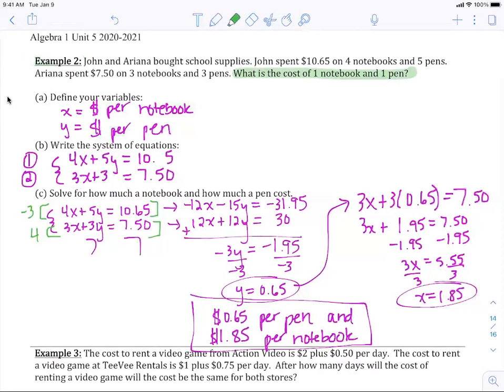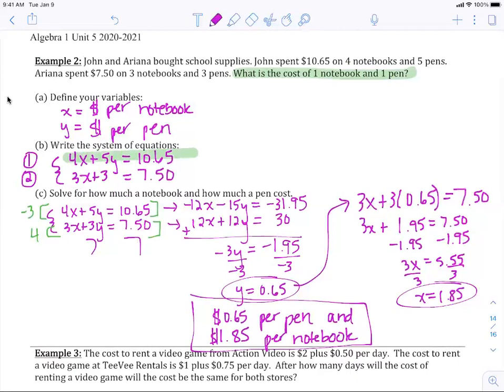Because you know he bought 4 notebooks, you don't know how much they were. You know that he bought 5 pens, you don't know how much those were. And you know he spent a total of $7.65 on those specific things.